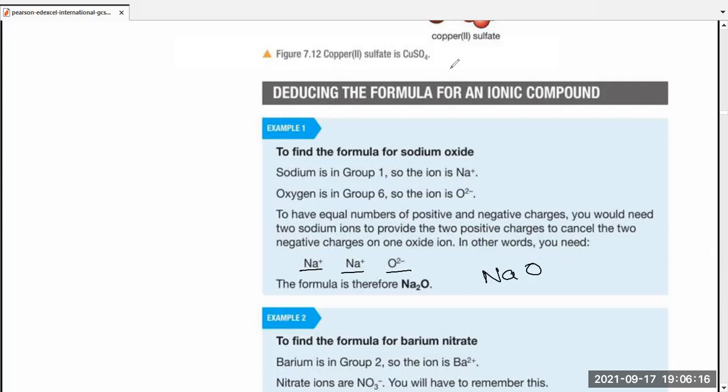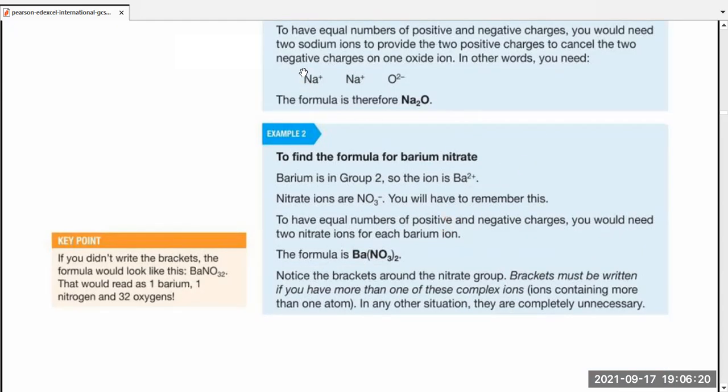Moving on to the next example, example 2, barium nitrate. Barium is a positive 2 ion, nitrate is NO3 negative. You need to remember this. To have equal numbers of positive and negative charges, we need 2 nitrate ions. So this would become barium. And as nitrate is a polyatomic ion, whenever we need to increase its number, we are always going to use brackets, parentheses to be specific, and then write 2 outside.